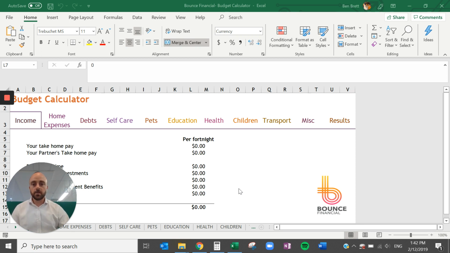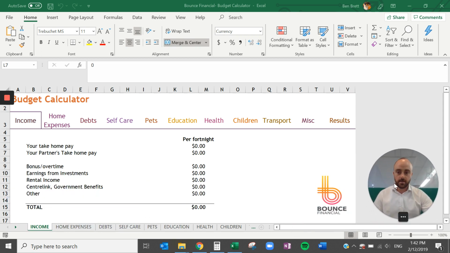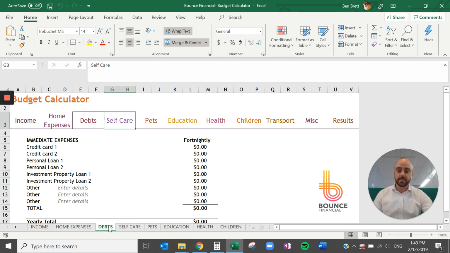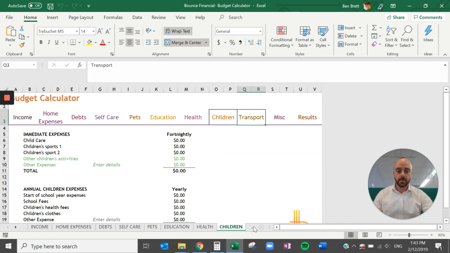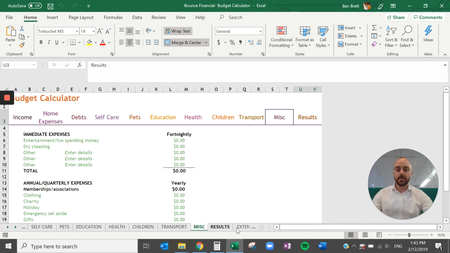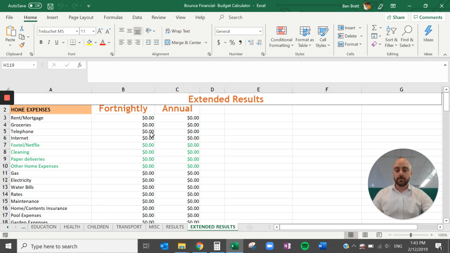So, all right, what I'm going to do is just step you through our budget calculator. So I'll just move my little box there. Okay, so this is what the budget calculator looks like. It's pretty simple, but it is very powerful. So if you're familiar with Excel, there's a number of tabs down here as to each step of the process. Now, it starts with asking about your income. It moves on to some of your expenses of the house, moves on to debts, moves on to self-care, pets, education, health, children, a couple more, miscellaneous, and then it gives you some results and then some extended results. And we'll talk through what they mean.